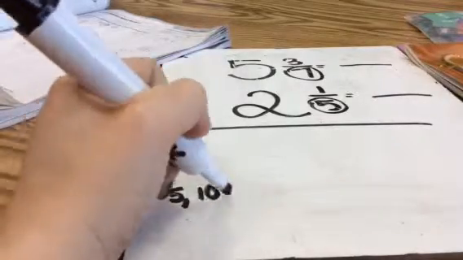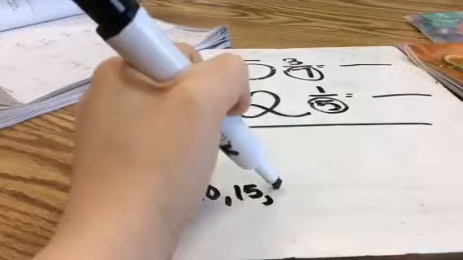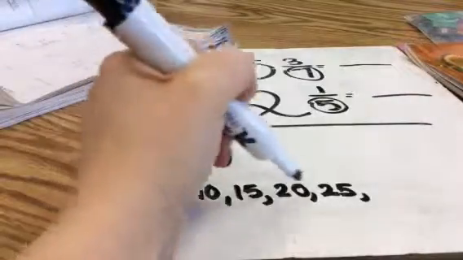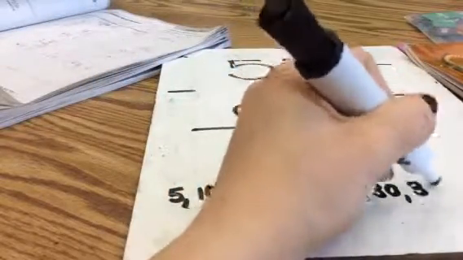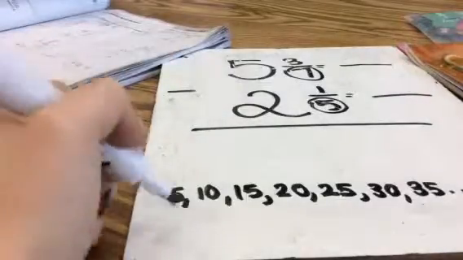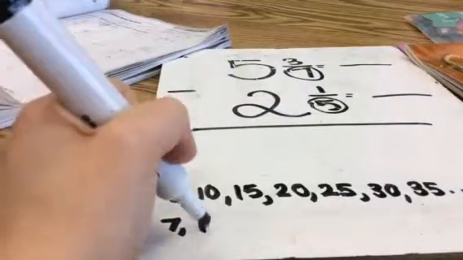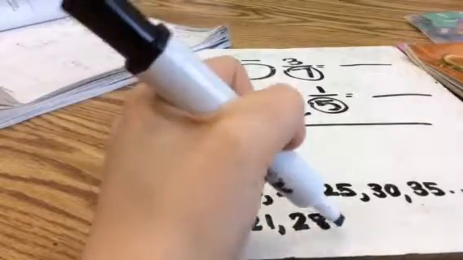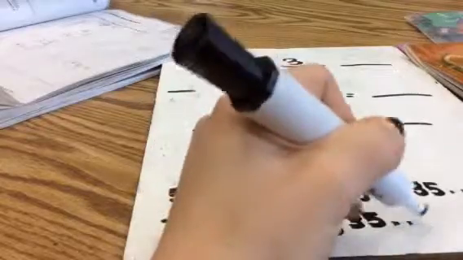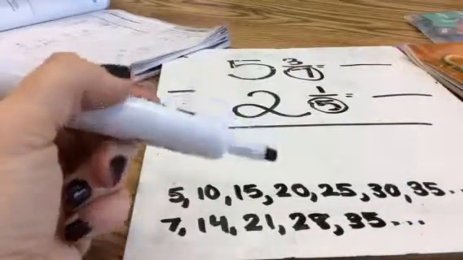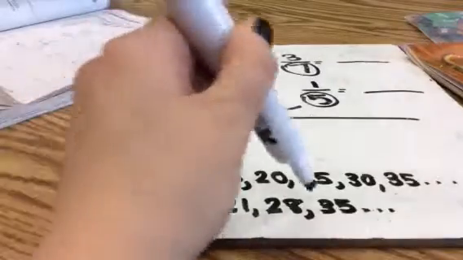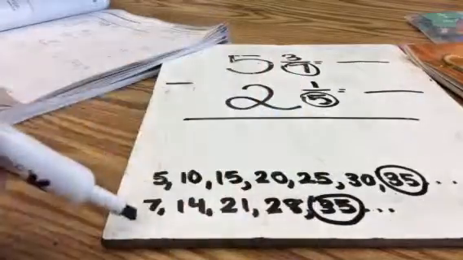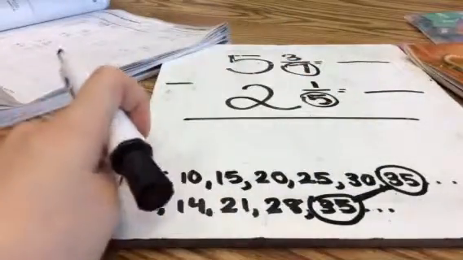5, 10, 15, 20, 25, 30, 35. And I'll stop there. Then we'll do 7. 7, 14, 21, 28, 35. And then I'll stop right here because I noticed, and I'm always keeping track of this when I'm listing multiples, that 35 is a multiple of 5 and 35 is a multiple of 7.